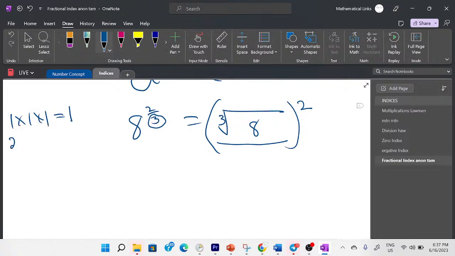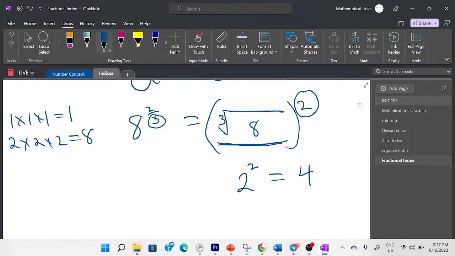So let's go to 2. 2 by 2 by 2. This one is 8. That means 2 is that number. A number you multiply by itself 3 times and you get 8 is 2. So that means the answer within the bracket, the solution to the expression you have within the bracket, is 2. And we have raised to power 2 here. I'll just put it here and the answer will be 4. So that is how to express that. That's how to solve that.